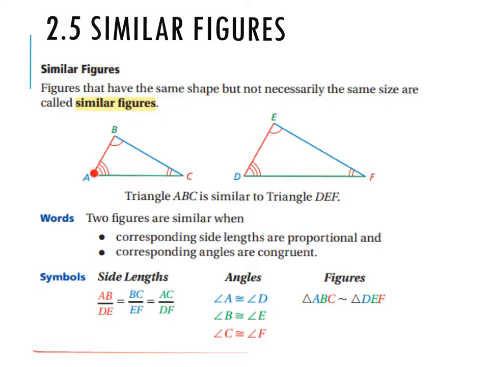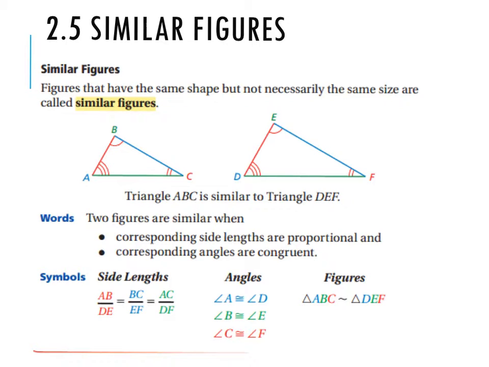Visually, we can definitely see that side AB is not the same length as side DE, but those sides are proportional to each other. Or in other words, there's some rate, or we'll call it a scale factor, that we can go from side AB to side DE, or vice versa. Maybe we're enlarging or decreasing. So we'll have this proportion or this ratio in order to figure out are these figures similar or not.